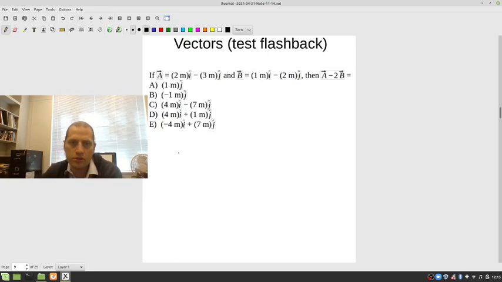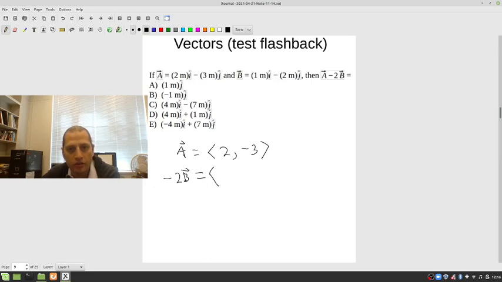And you can do all sorts of other, more involved calculations with vectors. I know I put this question on your first test, and there were a fair number of people who got it wrong. So let's see how we would do this. If you have A, that would be 2, minus 3. And if you had minus 2b, I would take minus 2 times each one of these components, so that would be minus 2, and then this would be minus 2 times minus 2, so that would be plus 4.